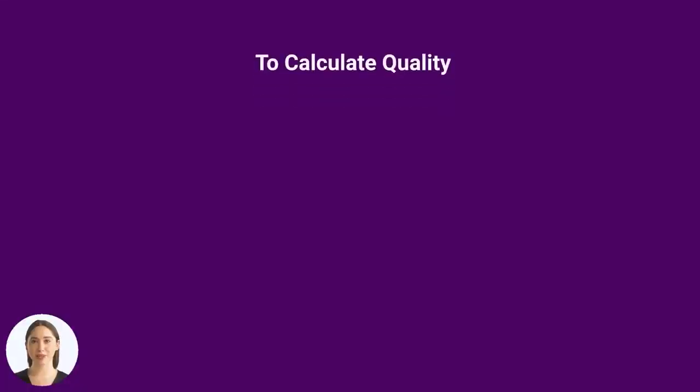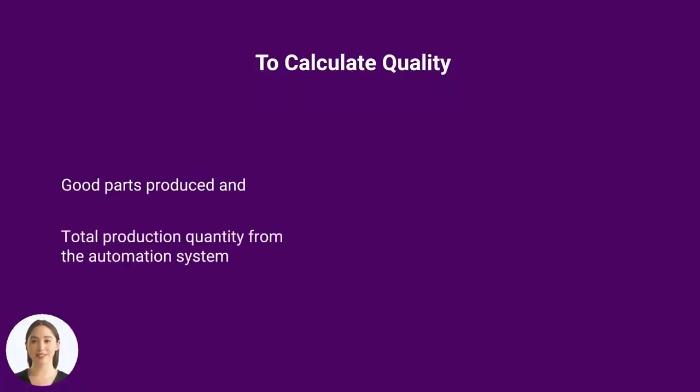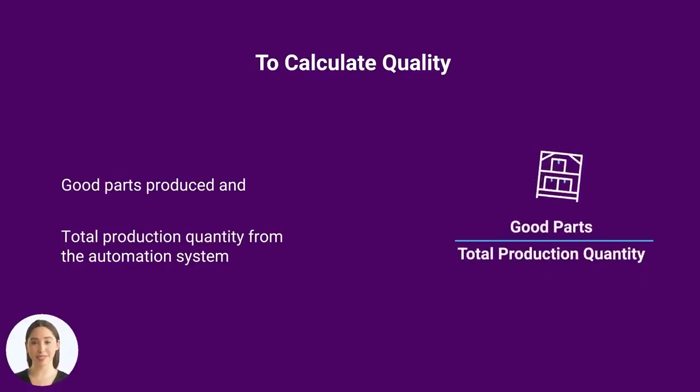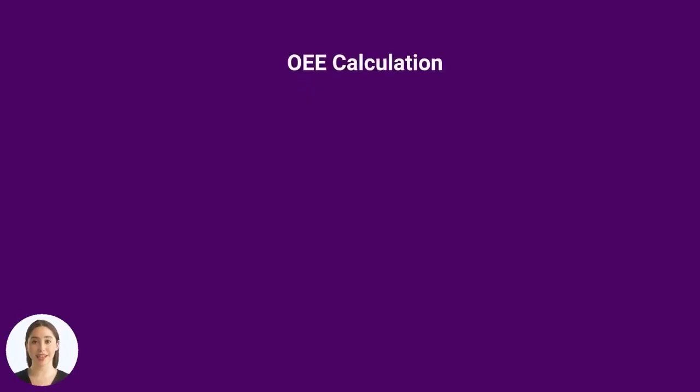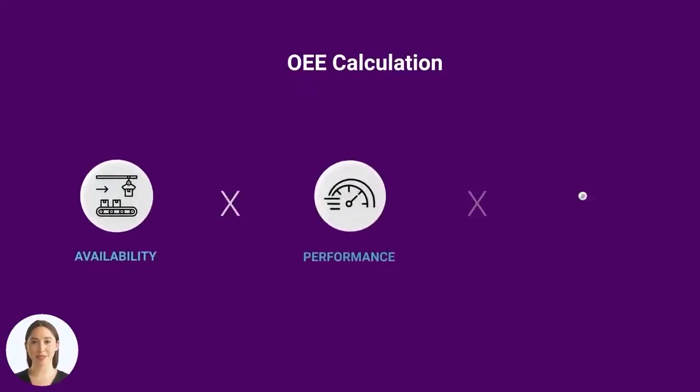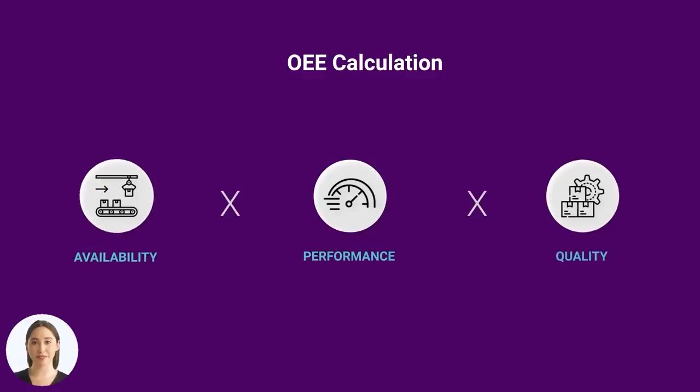For quality, we need good parts produced and total production quantity from the automation system. We can configure quality as quality is equal to good parts divided by total production quantity. For OEE calculation, we can use the below formula. OEE is availability times performance times quality of the machine.